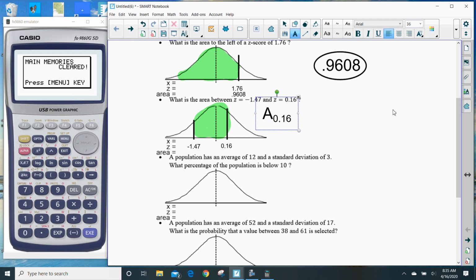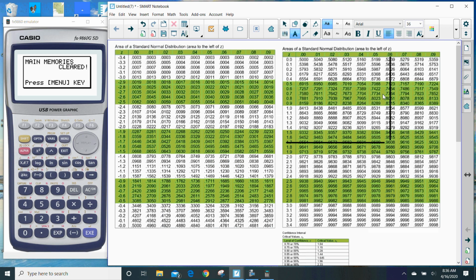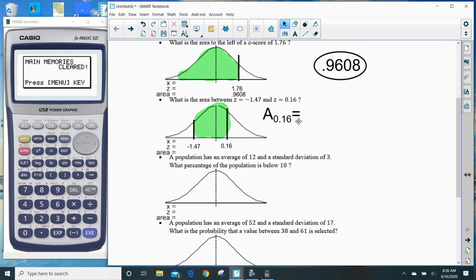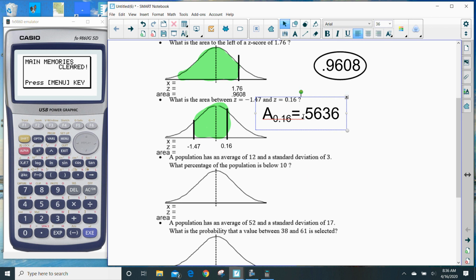I need to know the area of 0.16, so I go ahead and look that up on my z-table. Positive 0.16 is on the same line, and 0.16 is .5636. So this is 0.5636.